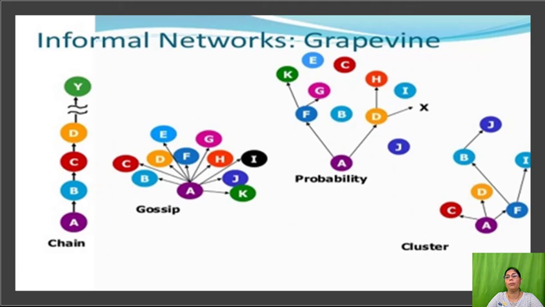Probability system. The probability system is a random process in which someone transmits the information to others in accordance with the laws of probability and then these others tell still others in a similar way. This chain may also be called random process.